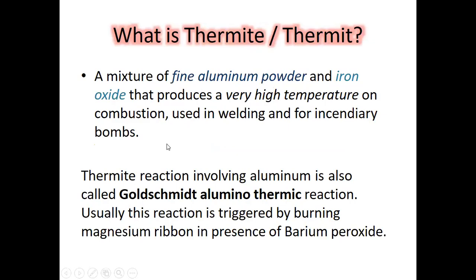Now the thermite reaction involving aluminum is also called the Goldschmidt aluminothermic reaction. Usually this reaction is triggered by burning magnesium ribbon in the presence of barium peroxide. You trigger the reaction so that it gets into combustion with the help of a magnesium ribbon, burning that ribbon in the presence of barium peroxide.